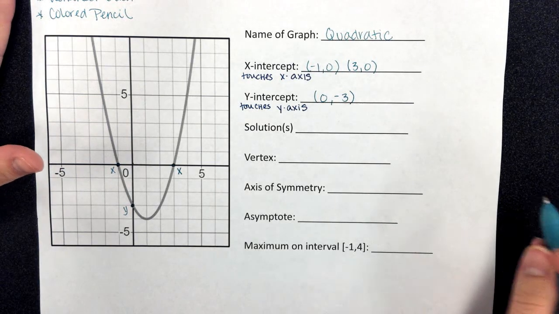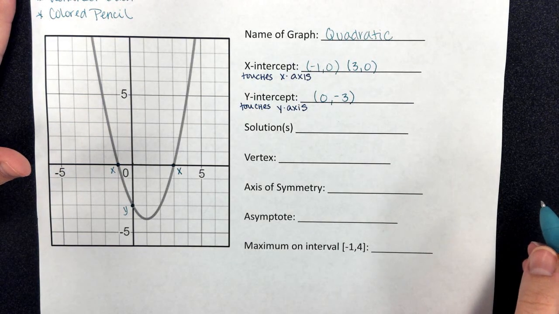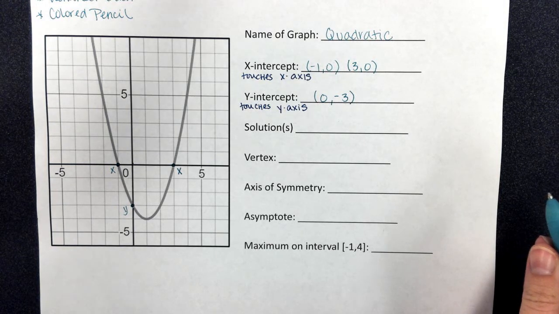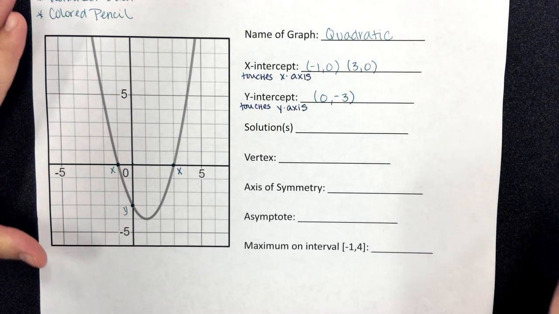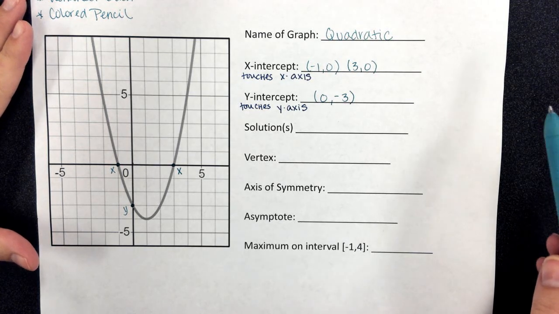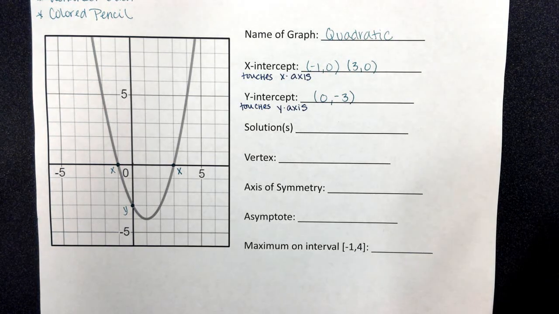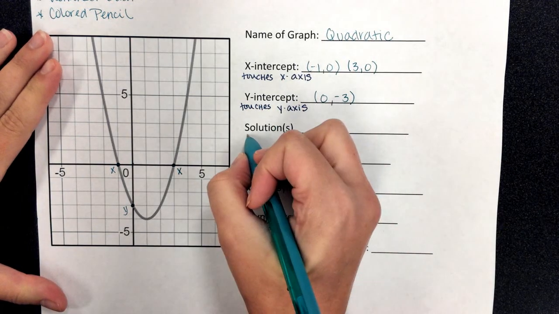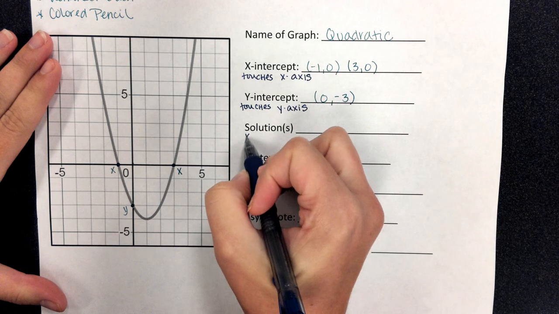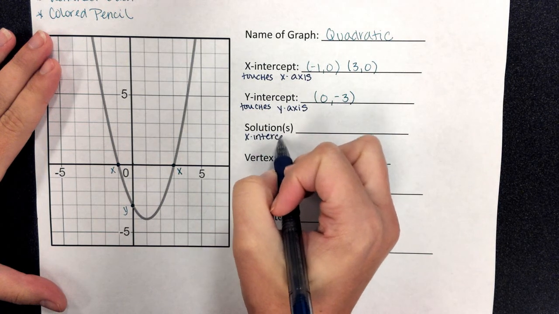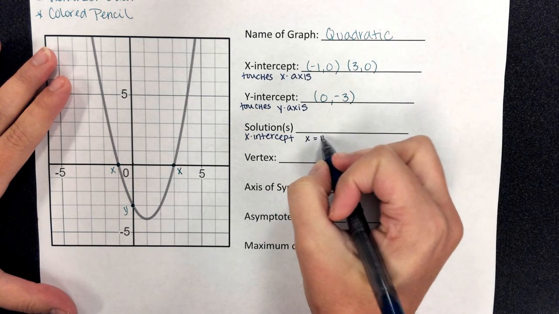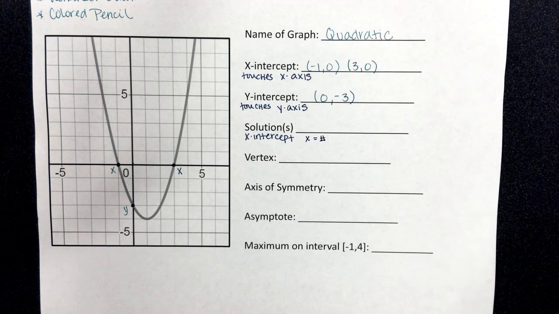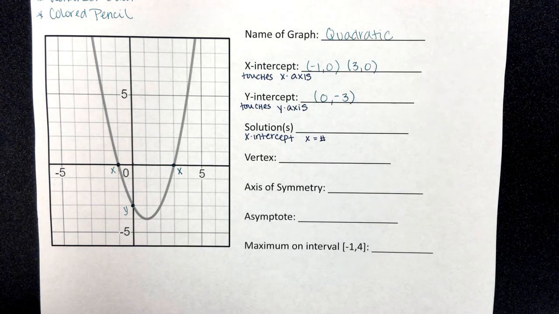Okay? Solutions. This might be a new word for us. Solutions are also called zeros, roots, and x-intercepts. All 3 or all 4. Solutions, zeros, roots, and x-intercepts. Now, here's the thing. A solution has to be written a specific way. So, this is your x-intercept. However, it is just written x equals a number, not a point. Solution, like an answer. X is something.